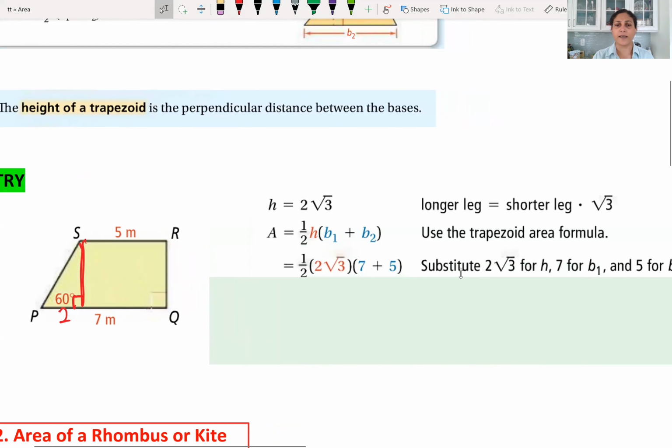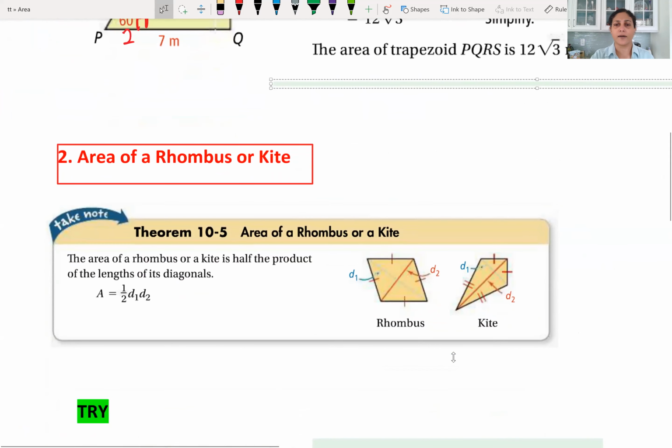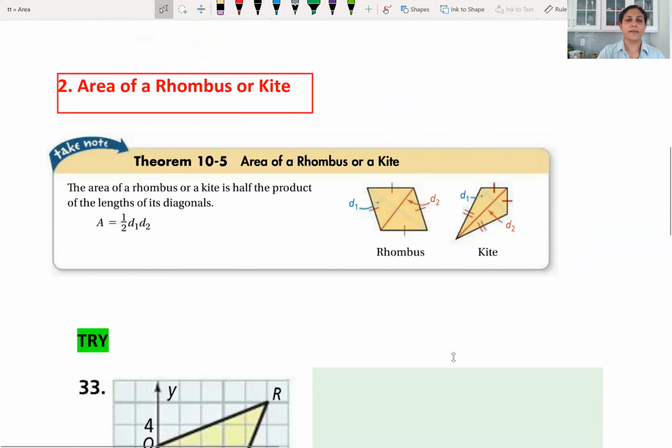Pretty straightforward. Now, if we're doing the area of a rhombus or a kite, we have to find the length of the two diagonals. And it is half the product of the lengths of its diagonals. The formula itself is very simple, but you have to make sure you are looking at it carefully and don't take half the diagonal. Make sure you take the full diagonal for each of these shapes.